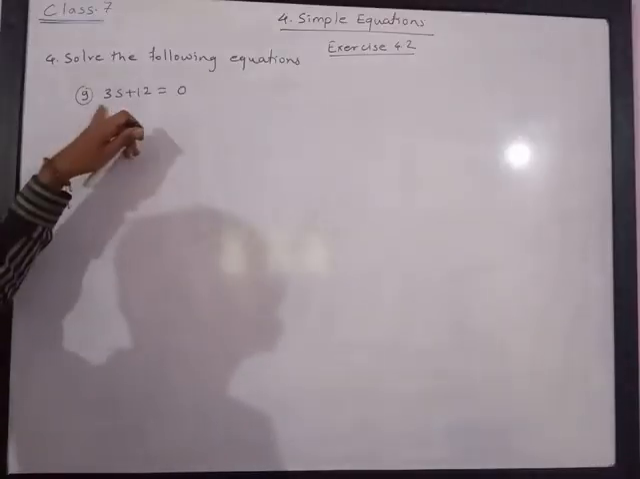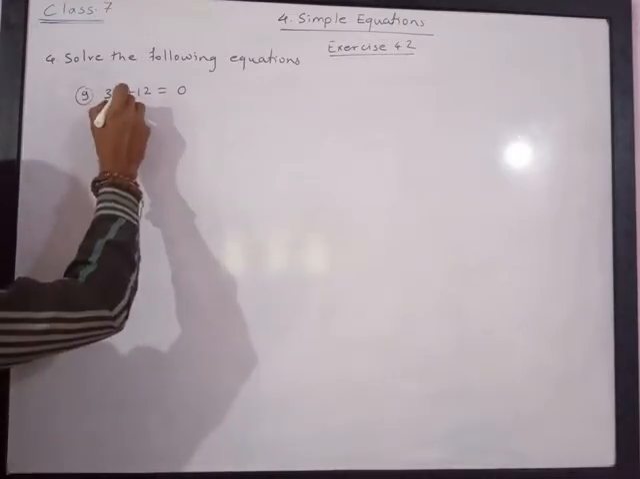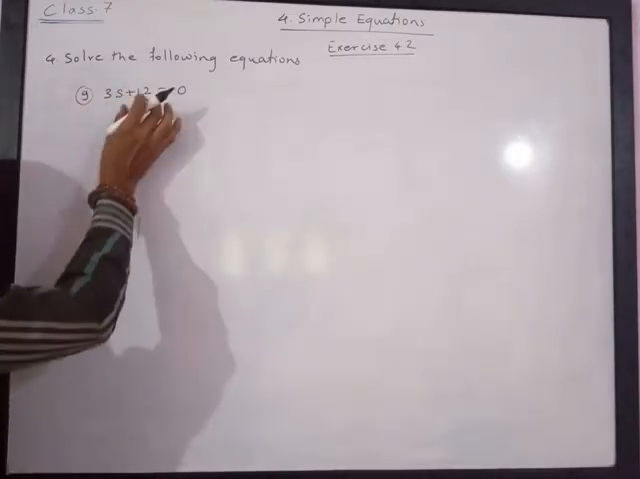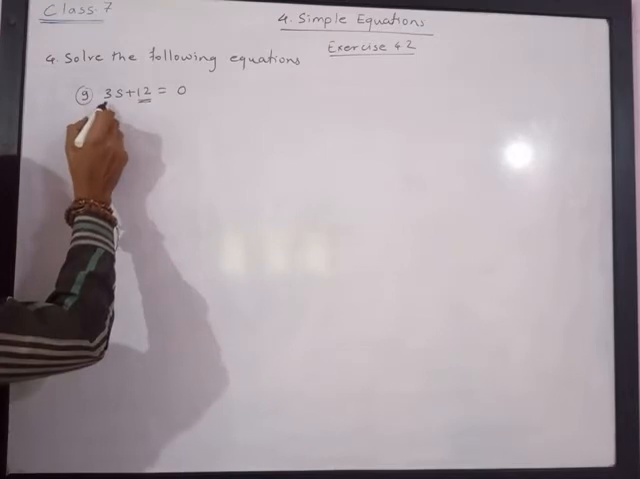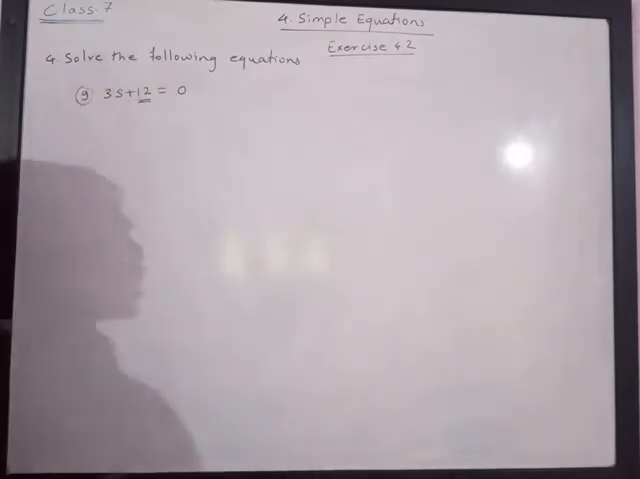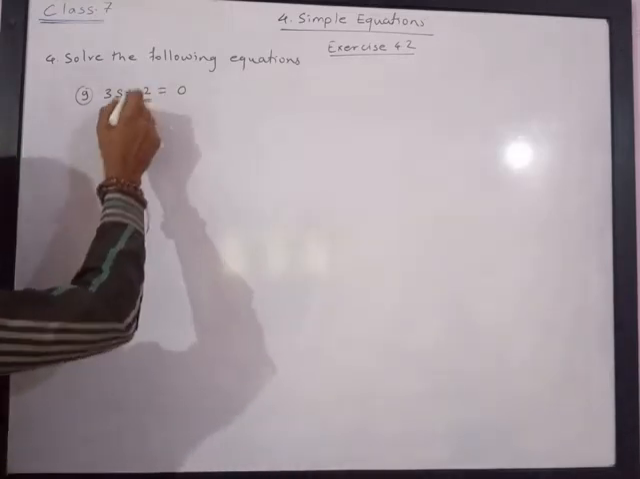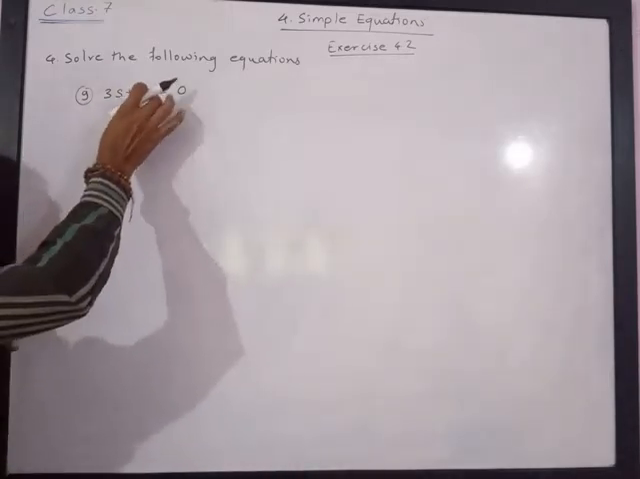Next question is 3s plus 12 is equal to 0. Please note, here we need to eliminate this 12 first. So to eliminate 12, please note here we don't eliminate 3 first. We eliminate the other term. The term which does not contain s must be eliminated first. So here the second term does not contain s, so this term we need to eliminate.